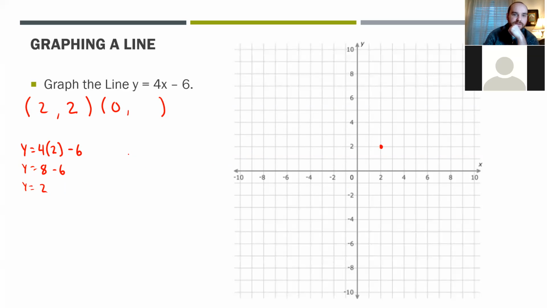Then we're going to plug in 0. So we have y equals 4 times 0 minus 6. 4 times 0 is, of course, 0 minus 6. And 0 minus 6 is negative 6. So now we've got another point here: (0, -6). So we go to 0 and then drop down to -6. So our line should look something like this.